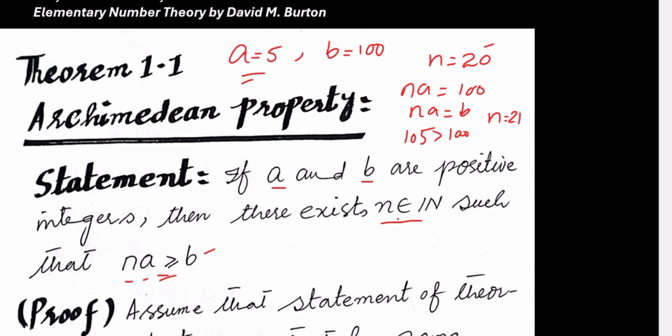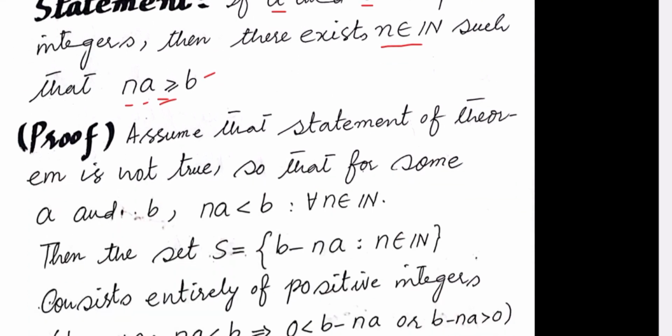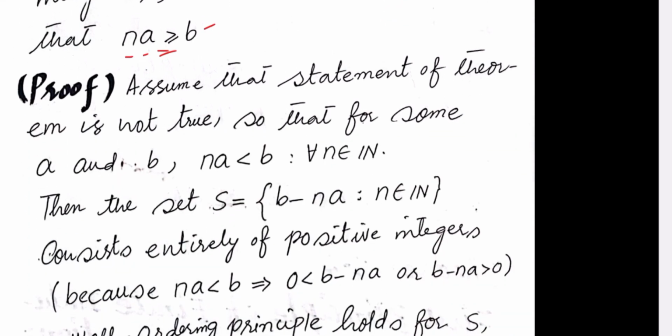So the Archimedean property says if you have any two positive integers a and b, you can find a natural number, a positive integer n, such that the product na is always greater than or equal to b. To prove this theorem or property, we use the method of contradiction. We say, suppose this inequality does not hold.